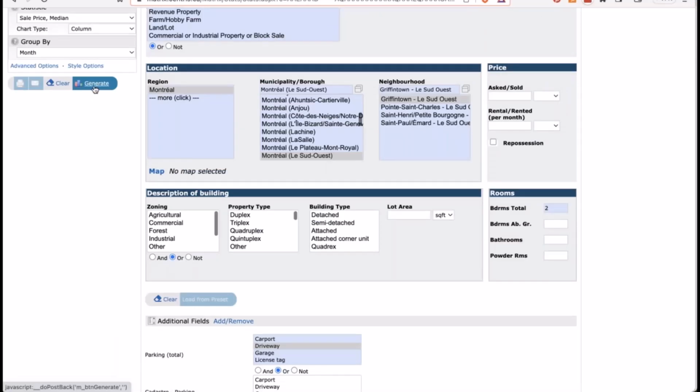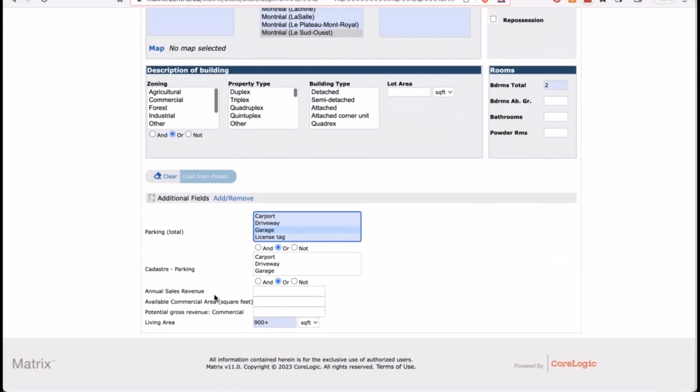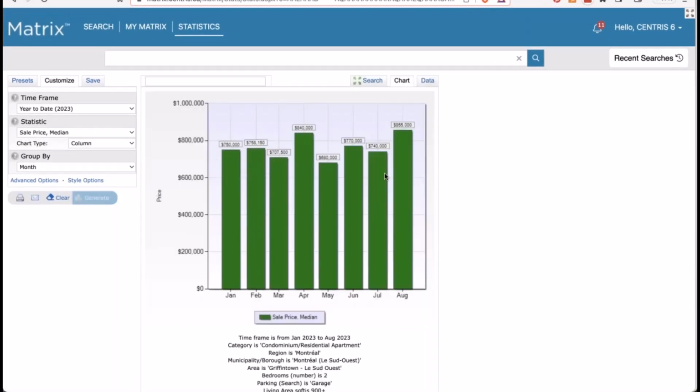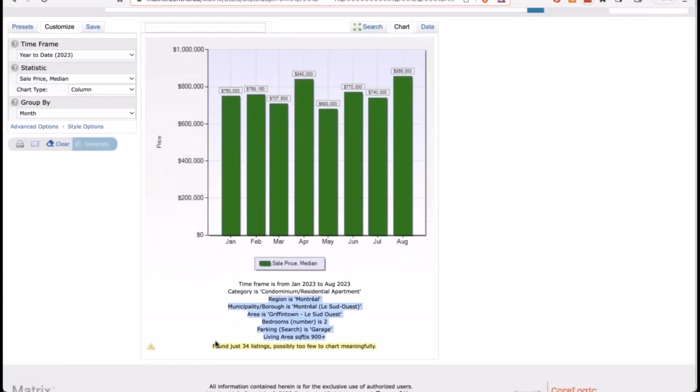And now you're only going to be comparing people who have, so I won't put driveway, I'll put garage with 2 bedrooms and that have 900 square feet or more. So the graph is going to be very different if I'm comparing with all of these here. But if you're too strict, you'll get the notification here that you have fewer results, fewer listings, and that might not be enough to extrapolate and come to a conclusion or a trend here. So you have to be careful with that.